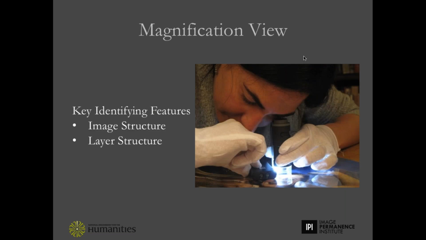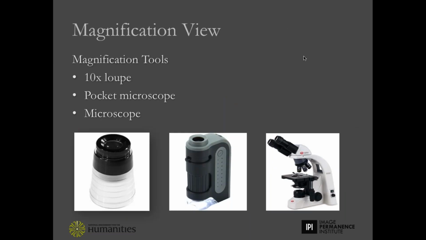Moving on to the magnification view. When we use magnification, we're looking for image structure and layer structure features. The tools we need are a 10x loupe and a pocket microscope. If you're lucky enough to have a stereo microscope, you can use this instead.